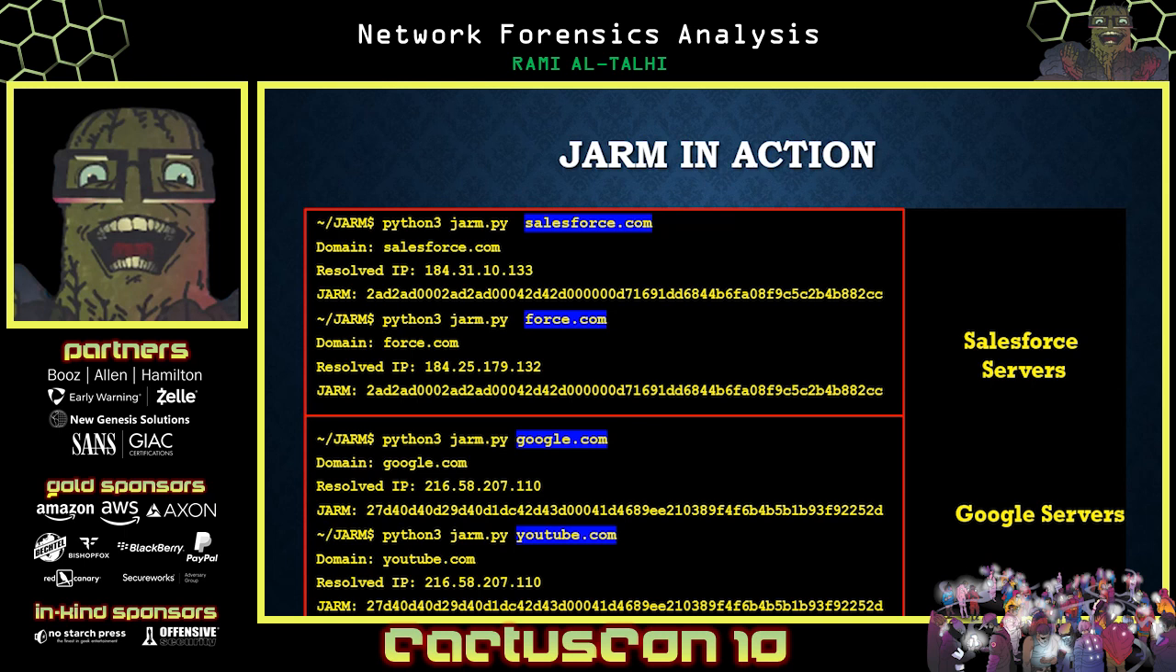The same goes for the Google servers. We can see Google and YouTube sharing the same TLS configuration. So it really provides you with context about what you are dealing with, what kind of servers we have. Even though we have different IPs, as you can see in this picture, we still have the same TLS configuration and the same unique JARM fingerprint.